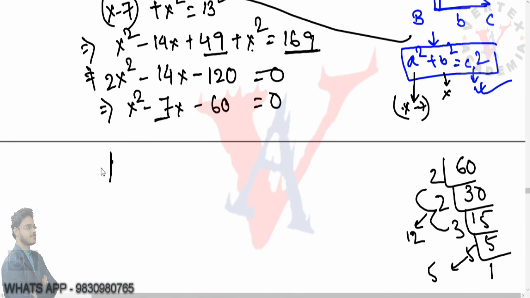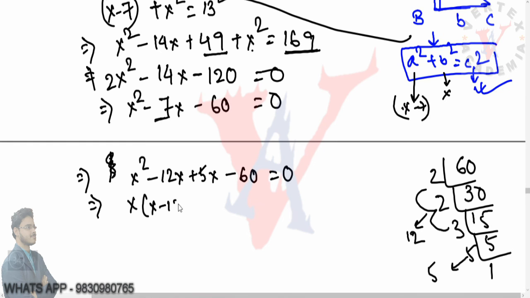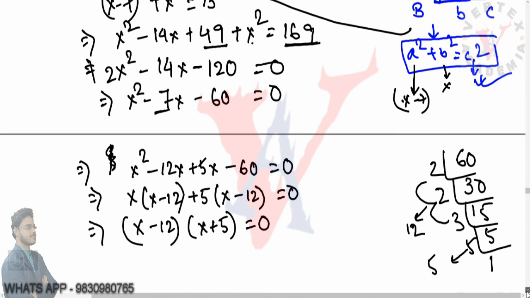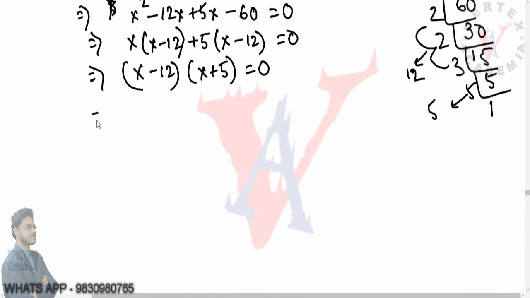So here we can write, it implies x square minus 12x plus 5x minus 60 equals 0, or x into (x minus 12) plus 5 into (x minus 12) equals 0, or (x minus 12) into (x plus 5) equals 0, right? So it implies x equals 12, comma, minus 5.